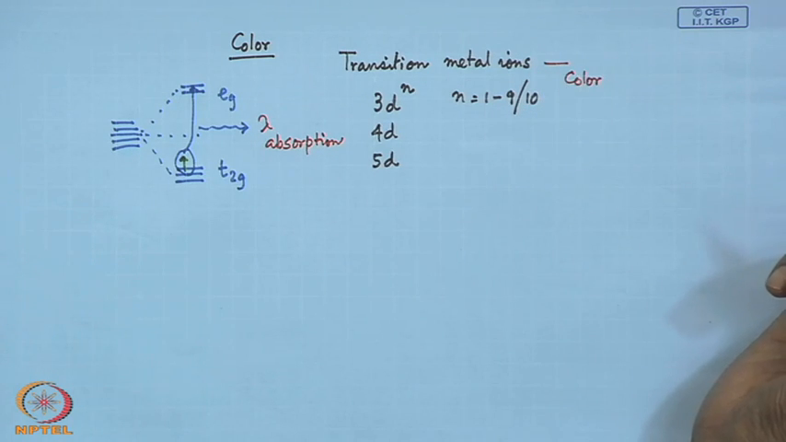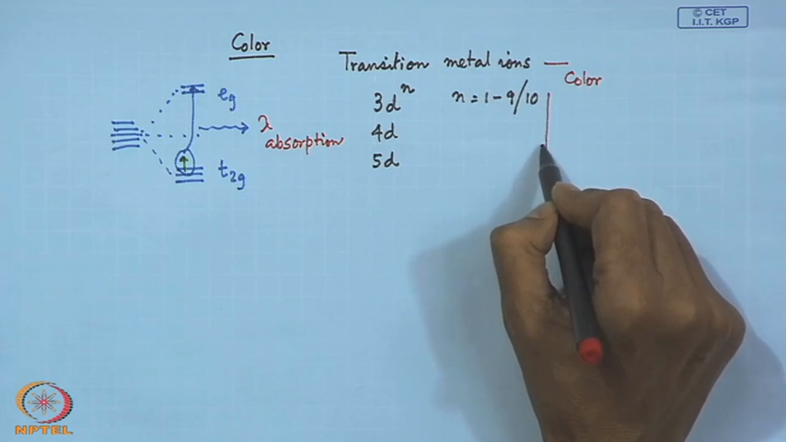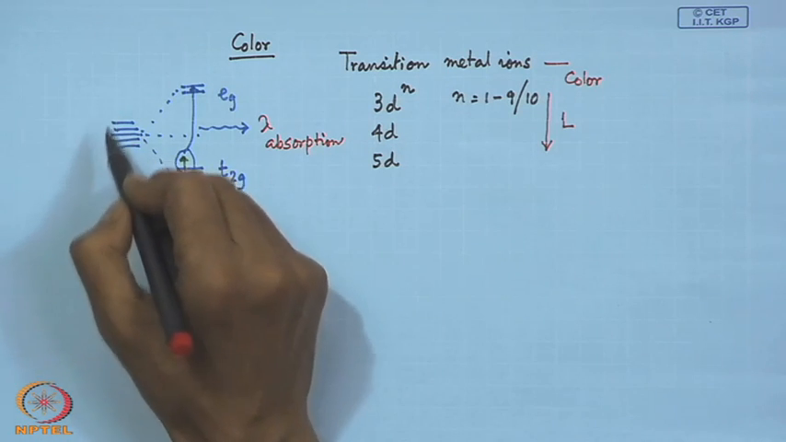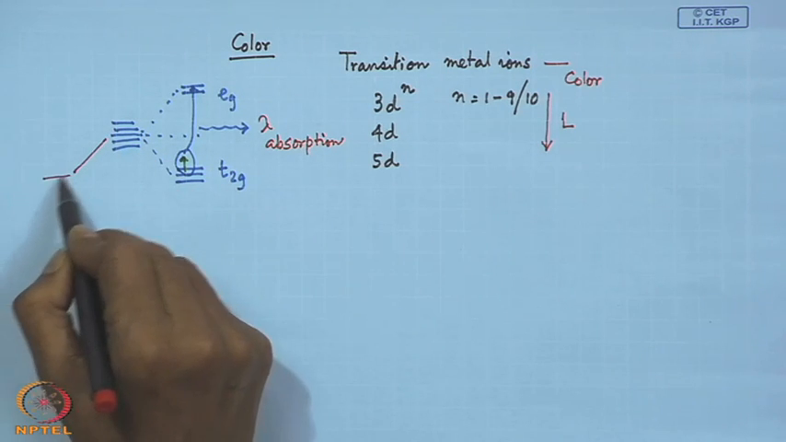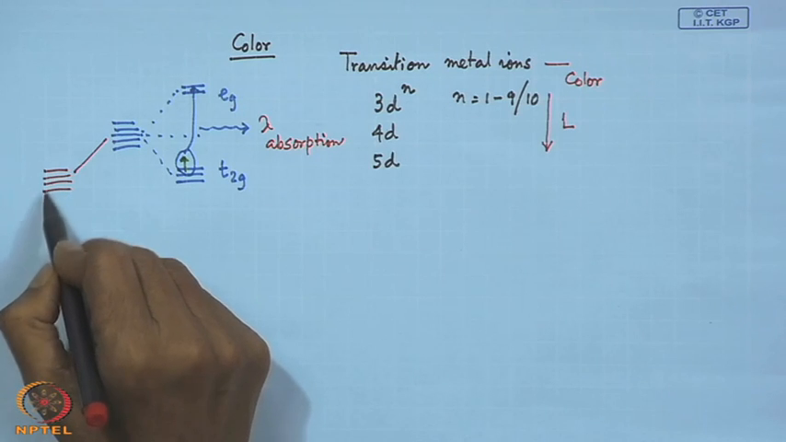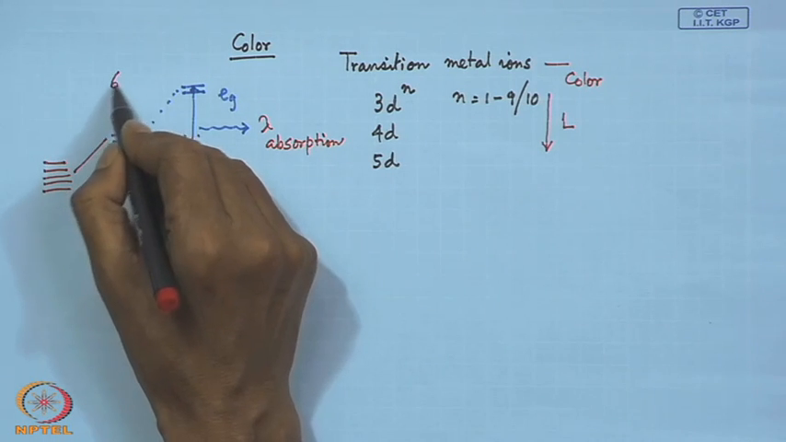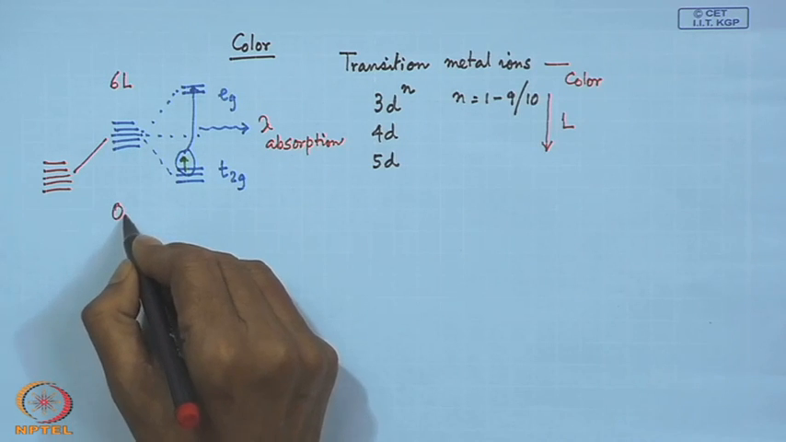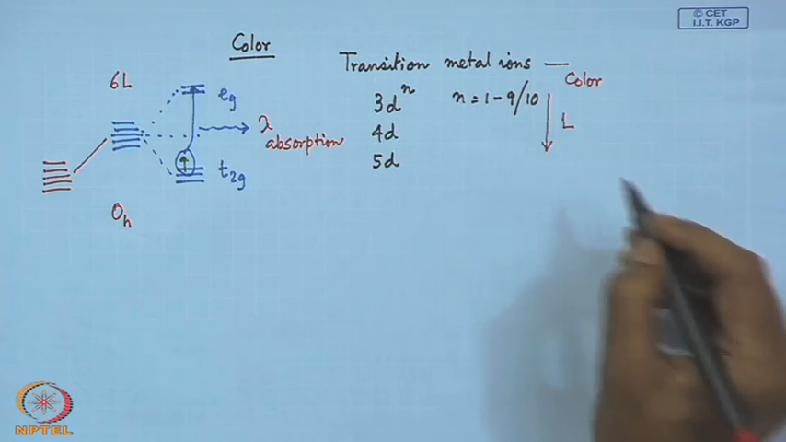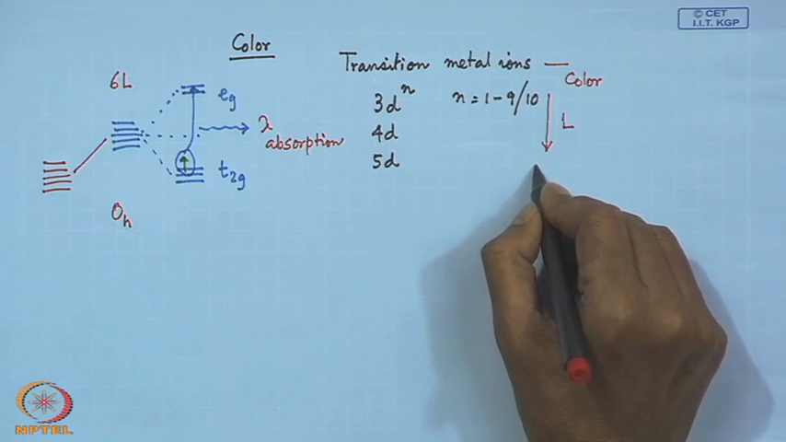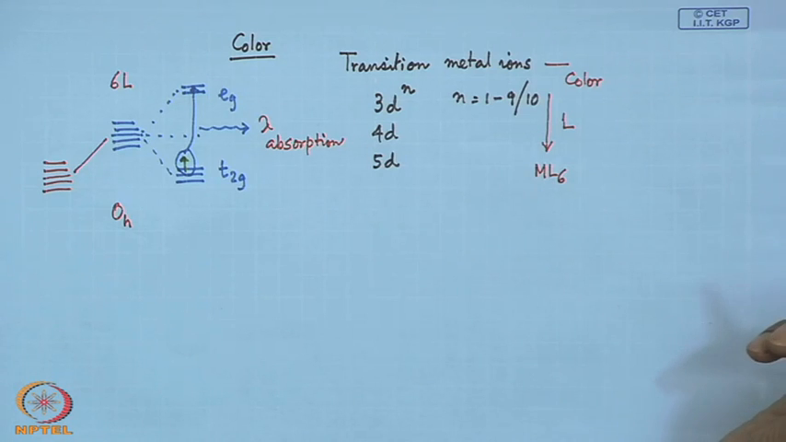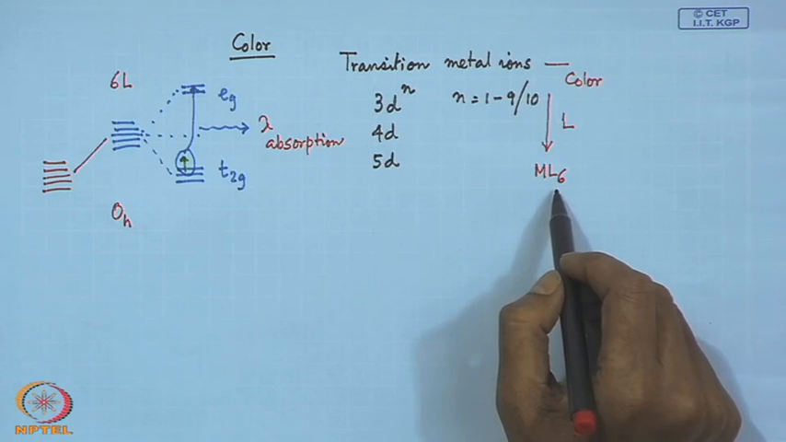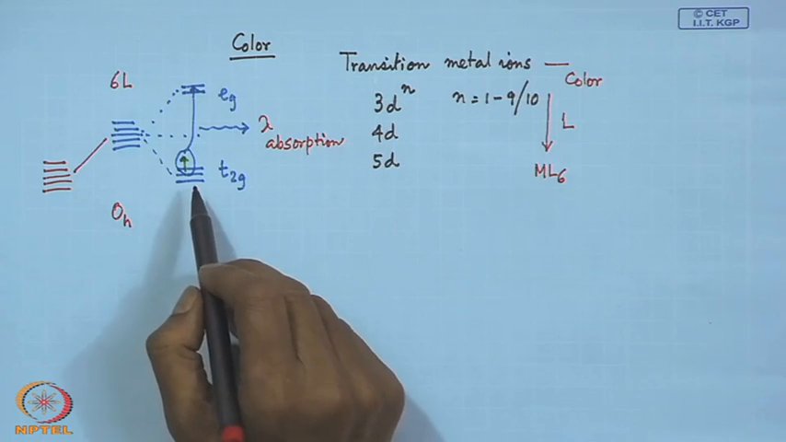So, we see the corresponding color when these transition metal ions are present and we put the ligand, and this particular thing we are basically getting from the free ion levels. So, if we have 6 L around it, in a spherical environment in octahedral geometry, we can have the corresponding ML6 compound and the corresponding splitting. Within this compound we will be able to see some color due to this sort of transition.